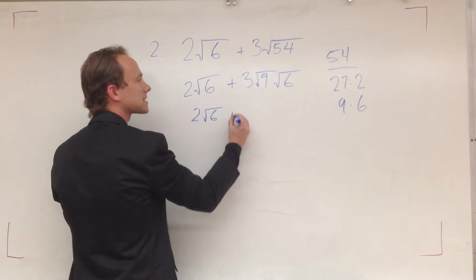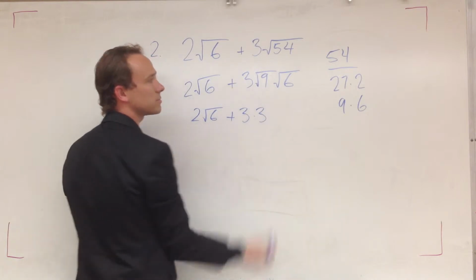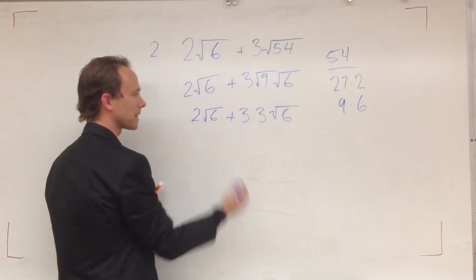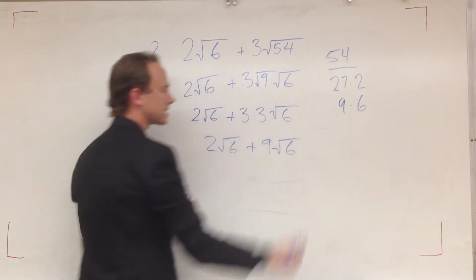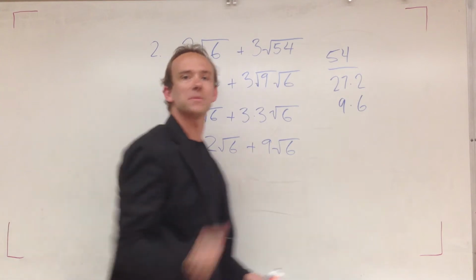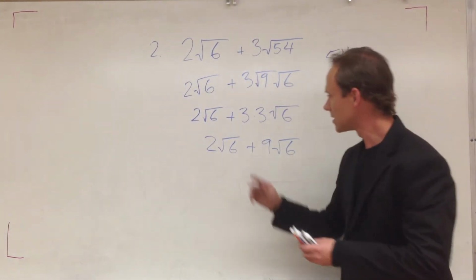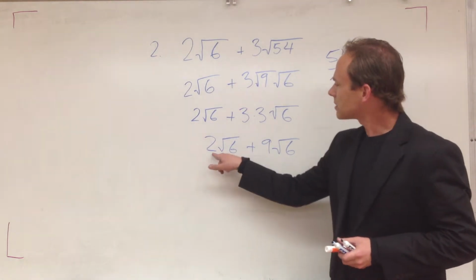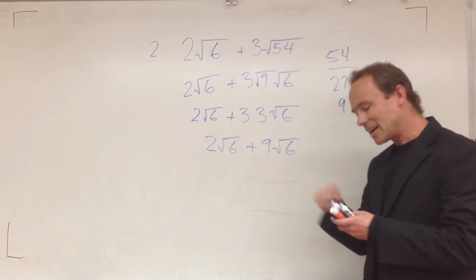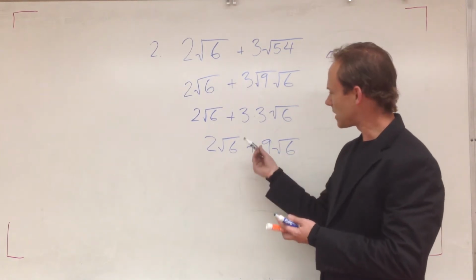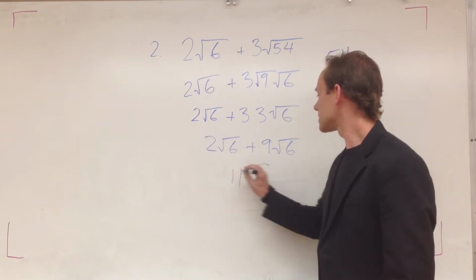2 root 6 plus 3, the square root of 9 is 3. So I got 3 times 3, root 6. Now I'm going to get that up there. So we got plus 9 root 6. Now we have got like terms. Now we're in business. Now we know how to roll. You simply add the number in front of the like terms. So, 2 root 6 plus 9 root 6 gives me, let's switch to the black marker, 11 root 6.